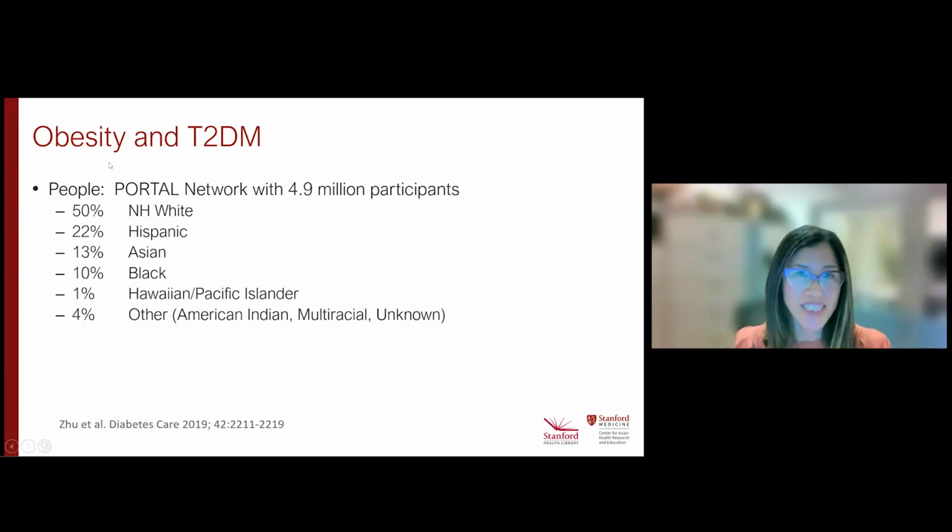However, I want to say that even despite those limitations, there is a relationship between obesity as defined by BMI, and we're going to look at it defined by other metrics, but as defined by BMI and type 2 diabetes in all populations to date. And I'm just highlighting one study in a large population that had many different people from different backgrounds, including Asian Americans.